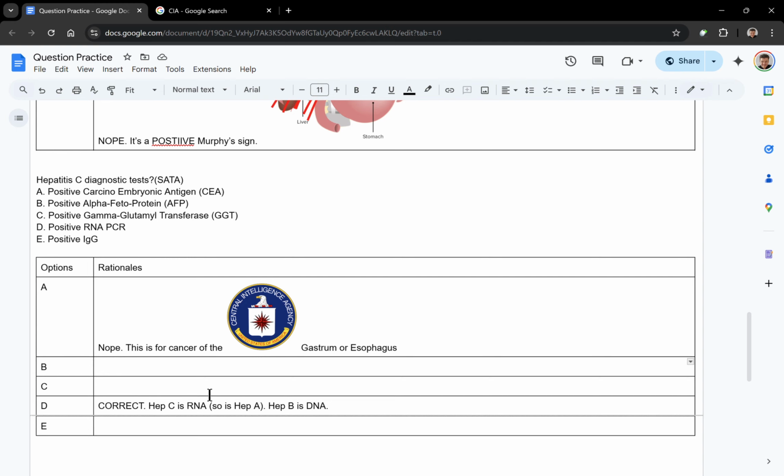Is that also for cancer? Correct. It's for cancer of the liver. So it's liver related. Hepatitis is liver stuff, but it's liver cancer. You're going to have a positive AFP. Okay. And positive GGT, I would pick it, but I don't know why. So that's a nope.